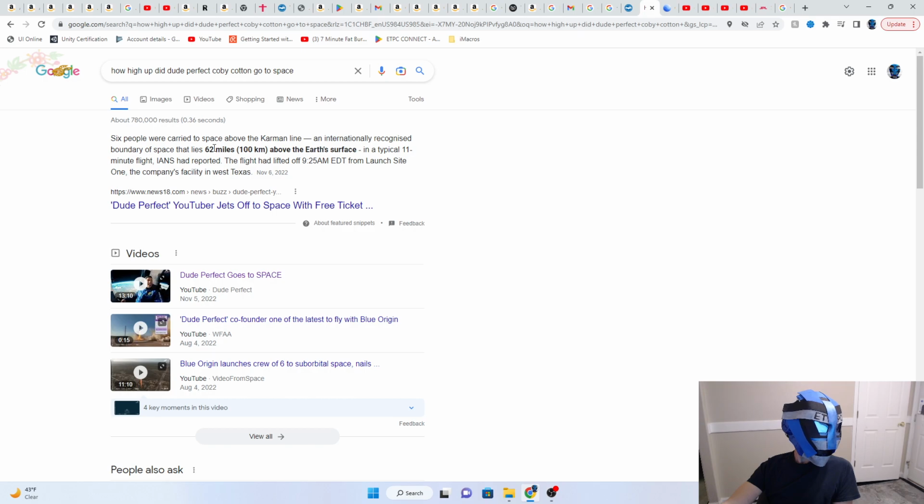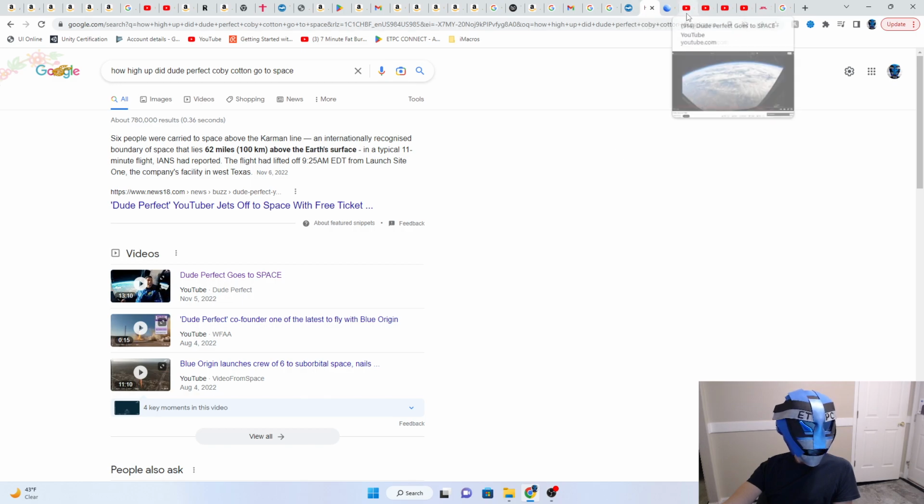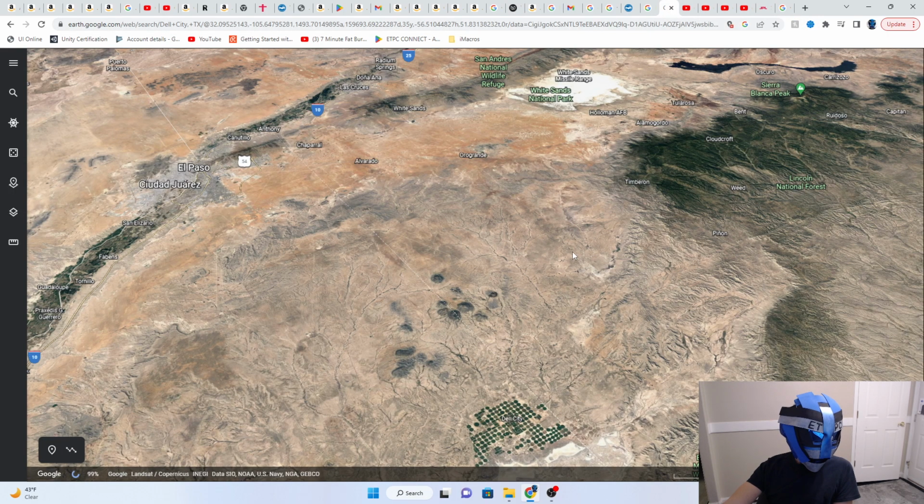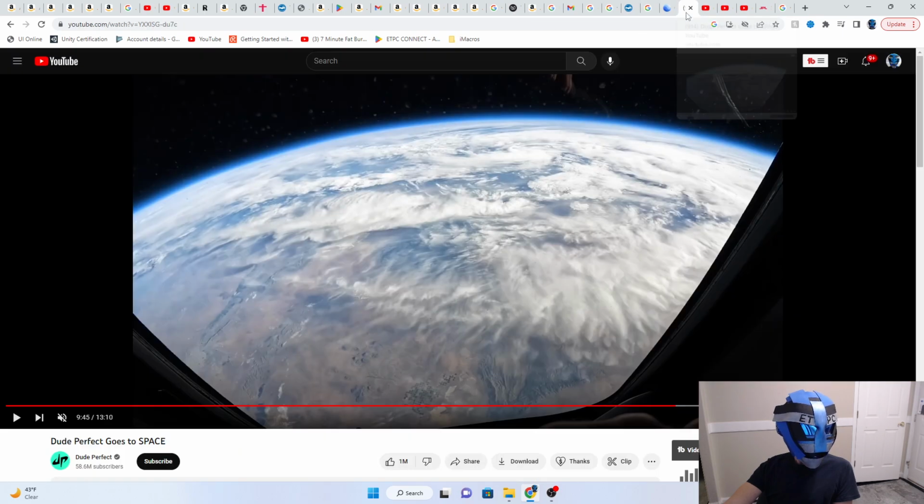I was verifying how high up into space Kobe Cotton went: 62 miles up, which is 100 kilometers. And once again, if you look at this very distinct little pattern here on the ground, that is Dell, Texas. You can see these little things here. I'll just verify on Google Earth. Here we are in Dell City, Texas. You can see it's the same pattern, same things here.